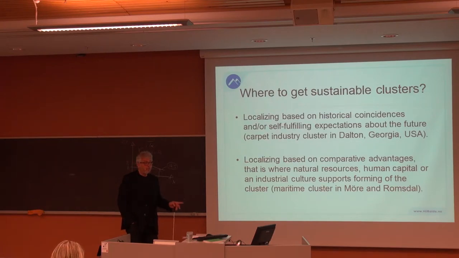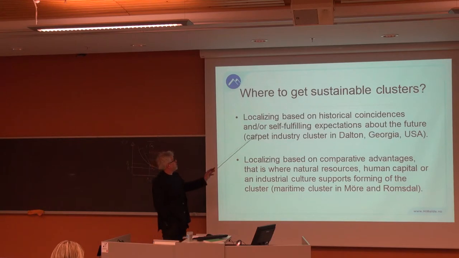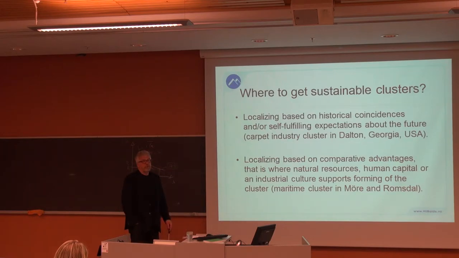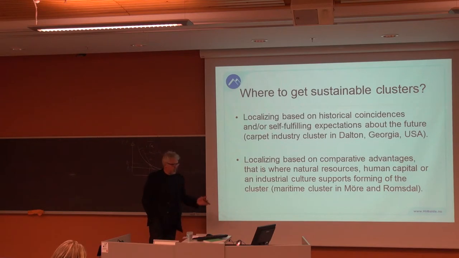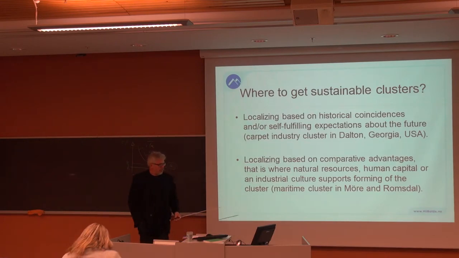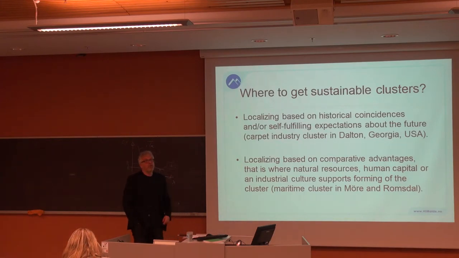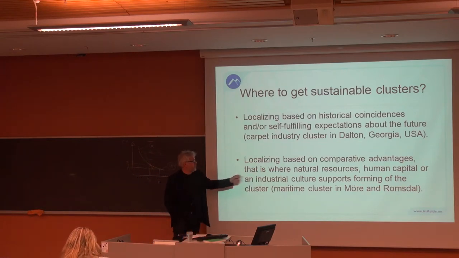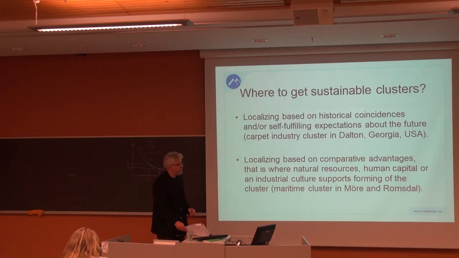It was one person, and she had, of course, also the capability to make business out of her production. And I will come back to how a kind of historical coincidence can actually set off a self-reinforcing growth in an industry cluster. And then you have localization based on comparative advantages, where you have some types of resources present. And this holds for the maritime cluster. This is kind of a combination between this and this one person. And when you talk about possible clusters in northern Norway connected to the oil and gas industry, it's obviously based on, at the outset, the occurrence and existence of natural resources.